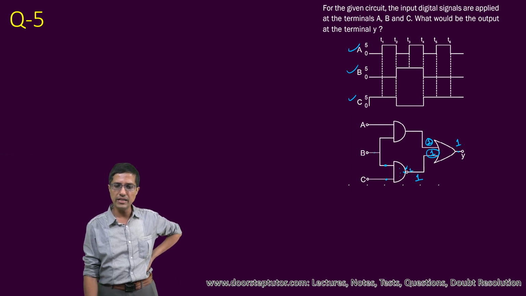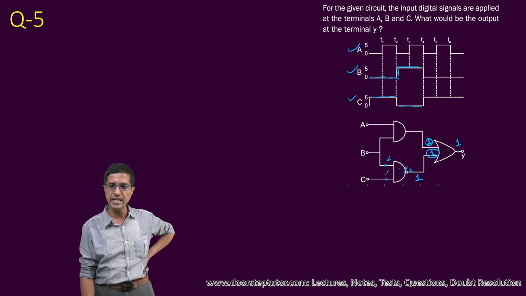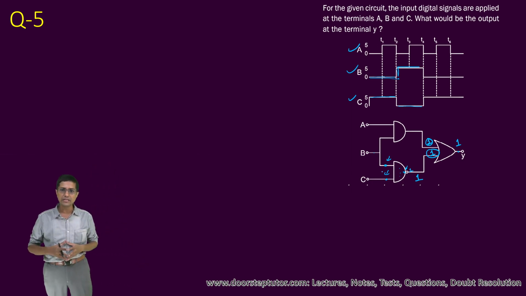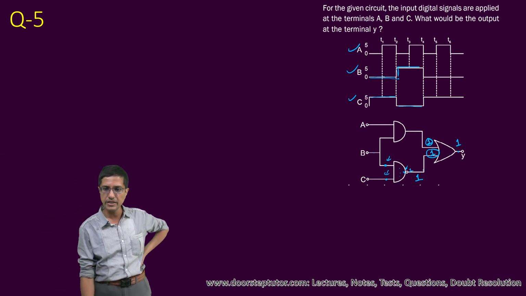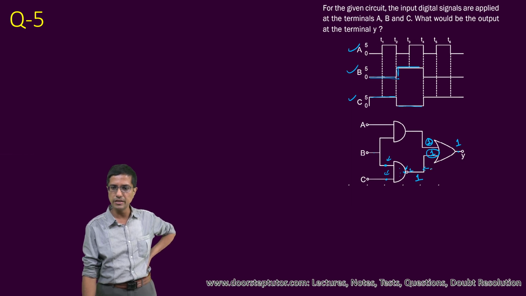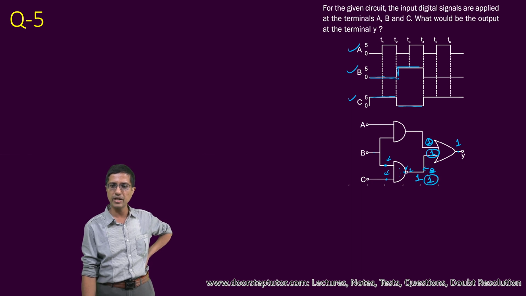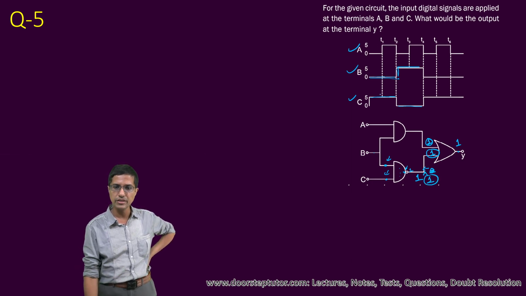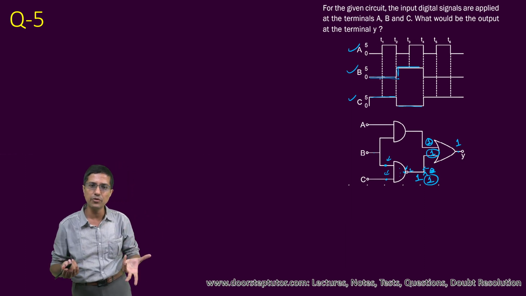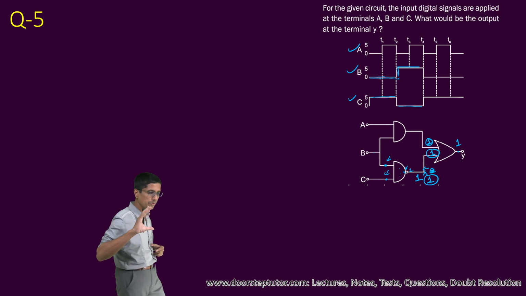So now let's look at B and C. When B is 0, C is high. When B is high, C is 0. So there is no point when B and C both are high. Only in that case this particular output would become 0. So this particular output would always remain 1, is what I'm trying to say, because when B becomes high, C becomes 0. When C becomes high, B becomes 0.